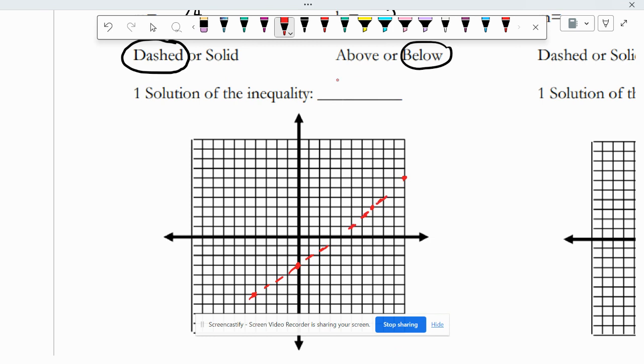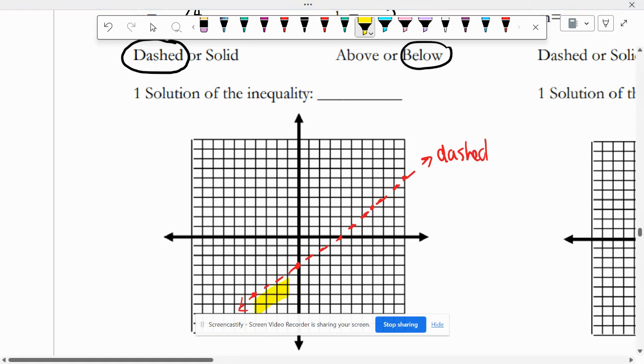Now, sometimes I get to graphing and I forget to make my lines dashed. So then I have to go in with my eraser and just erase part of the lines. I just want you to know that sometimes I do that. So this line is dashed. This is a dashed line. And we said that we're going to shade below it.